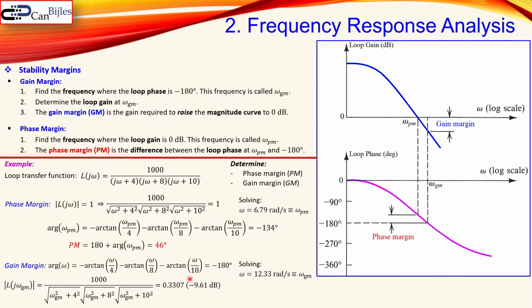This means we can go up by this much in order to reach the 0 dB line. So that means the GM, which is our gain margin, is 1 over the magnitude of the loop transfer function evaluated at the gain margin frequency, which is then 1 over this 0.3307, which is 3.024, or 9.61 dB.